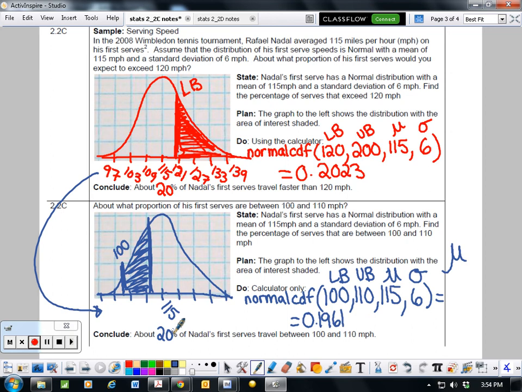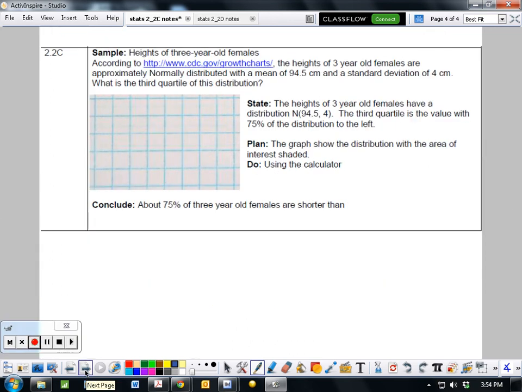So now we're going to go ahead and look at one last story problem. And we have the heights of 3-year-old females. According to the CDC growth chart, the heights of 3-year-old females are approximately normal. So that's my key there, that I can now use a normal distribution with a mean of 94.5 and a standard deviation of 4 centimeters. What is the third quartile of this distribution?